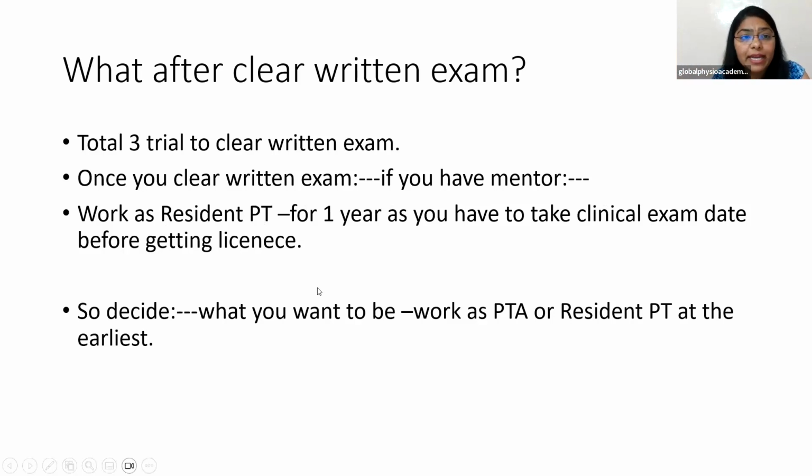You want to work as a PTA and earn the basic salary of the Canadian market, or you want to work as a resident PT and per salary minimum start. I'm not saying particularly, but the minimum range is like 35 to 40, above 40 per hour. You may get 50, you may get 38, depending, but you are not getting very, very low. So what do you want to work?